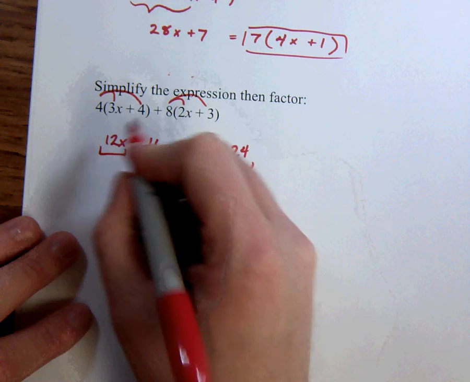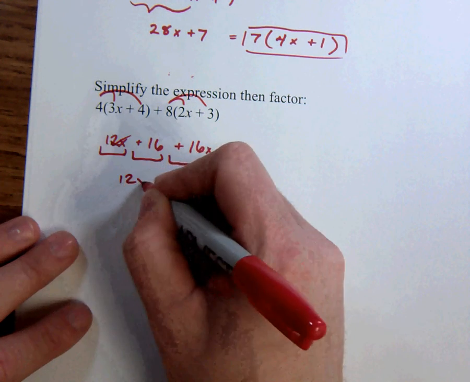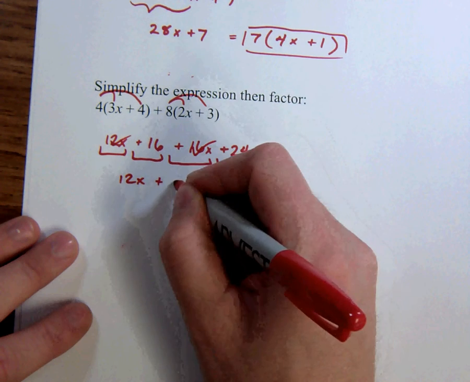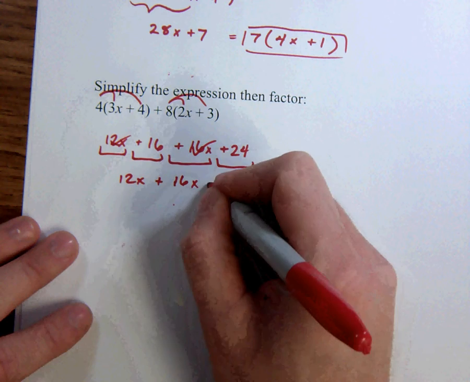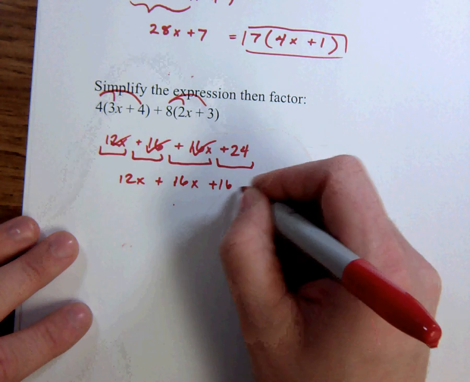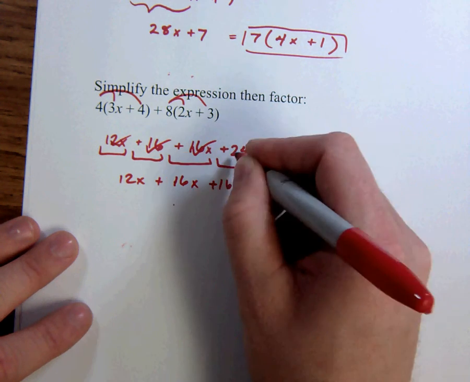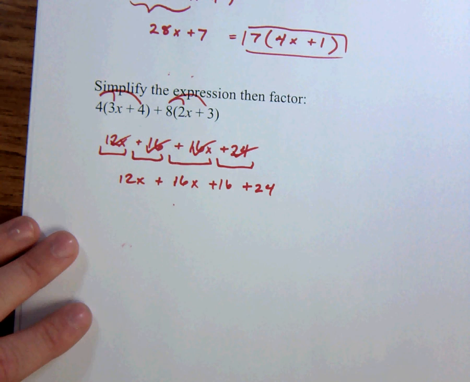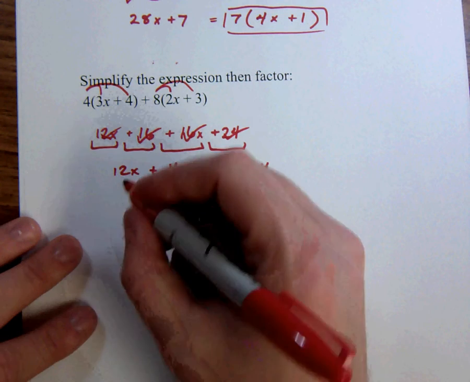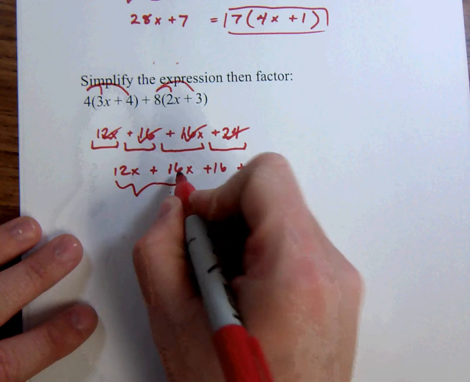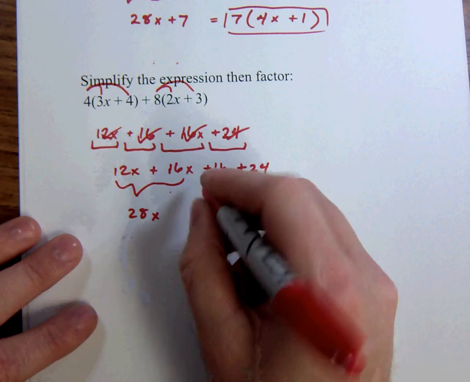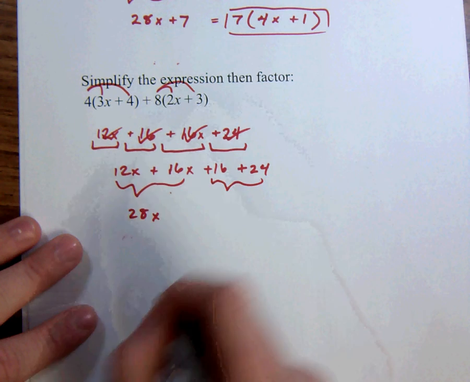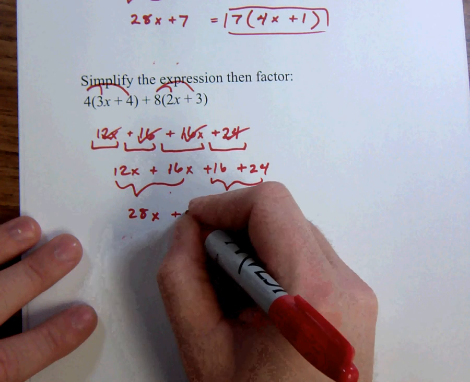12x, and I'm going to do all my x's. 12x plus 16x. That's it for my variables, so plus 16 plus 24. So I've rewritten it now, and now I just need to combine. So 12 plus 16 is 28, so 28x. And then 16 plus 24, well, that's equal to 40.